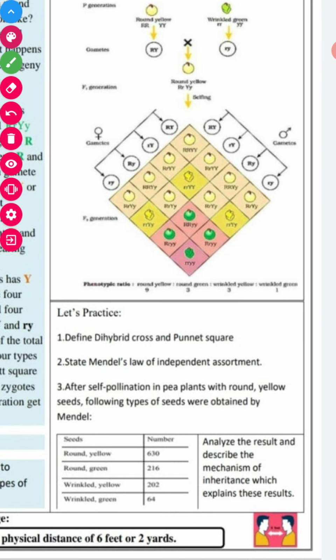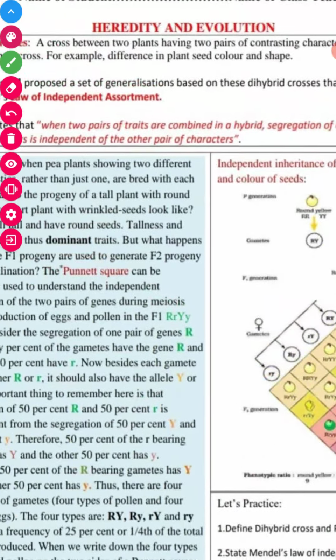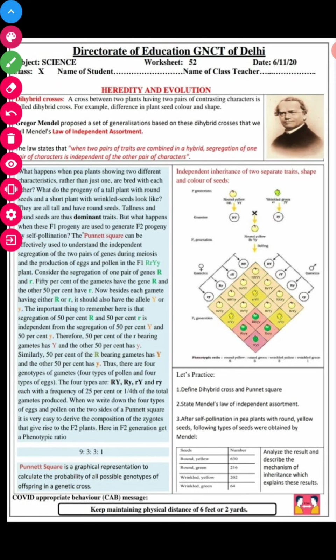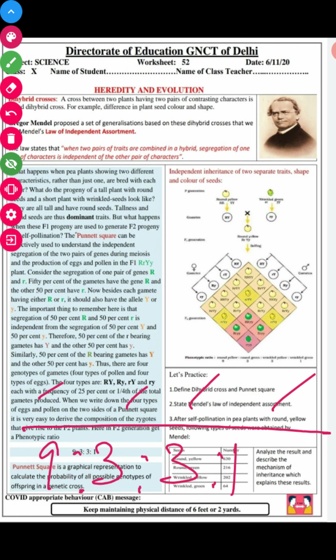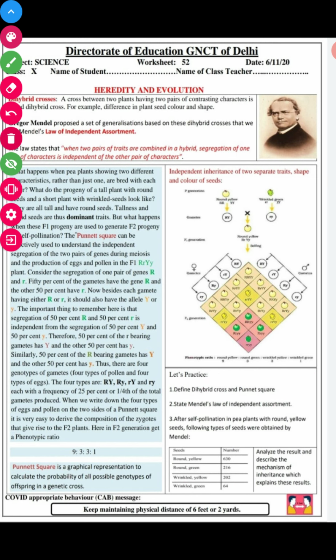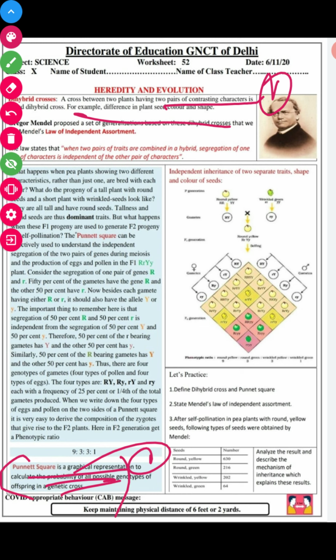Let's do the practice exercise. The first question: define dihybrid cross and Punnett square. You can write the answer for dihybrid cross from here. This is the answer of your first question, and the Punnett square from here. Second, state the Mendel law. State the Mendel law of independent assortment. So this is the answer of your second question.